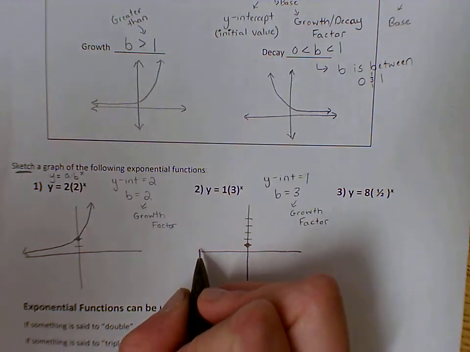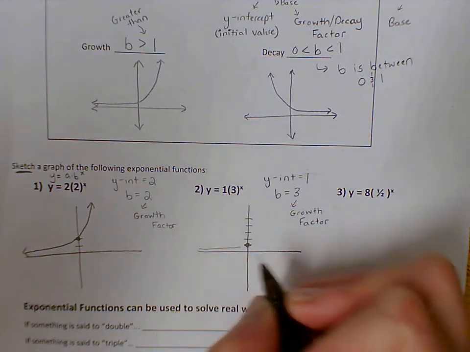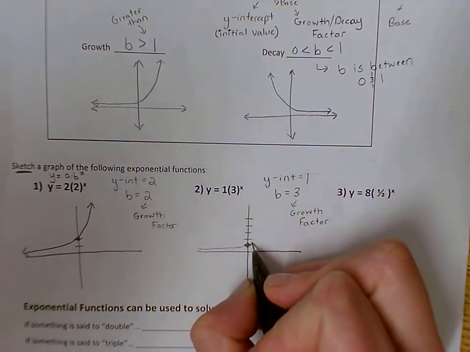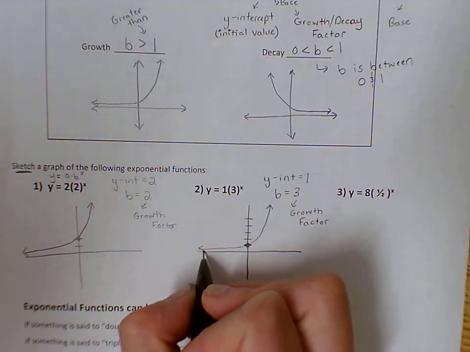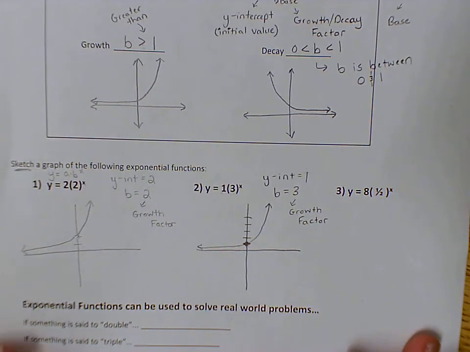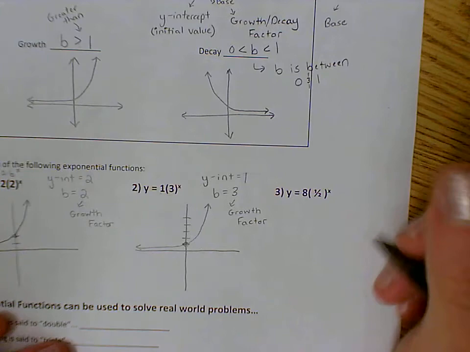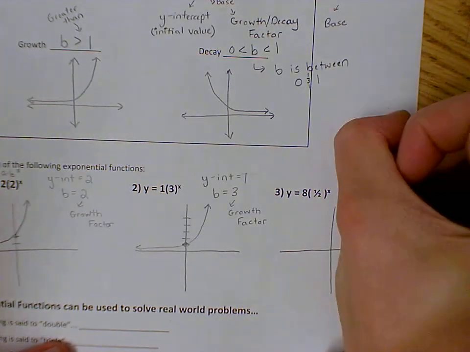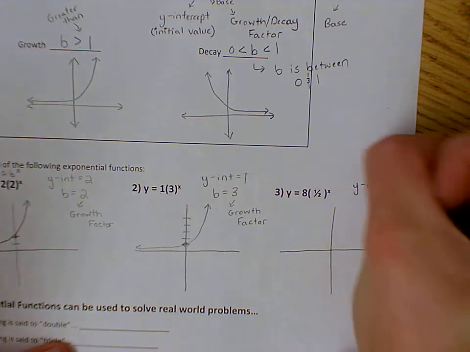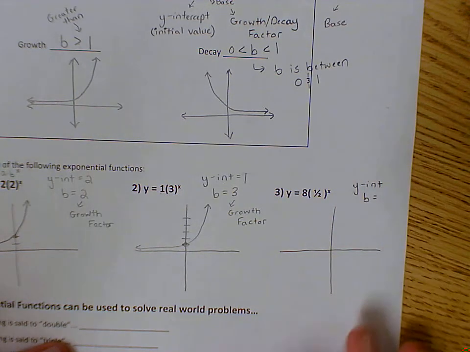When I draw my graph, I'm going to start it out kind of level, make sure it goes through the y-axis there, and then make it take a turn upwards. So that is a sketch of that graph. Okay, let's do one more. For this one, find my y-intercept, and then look at my b to know if it's a growth or a decay.